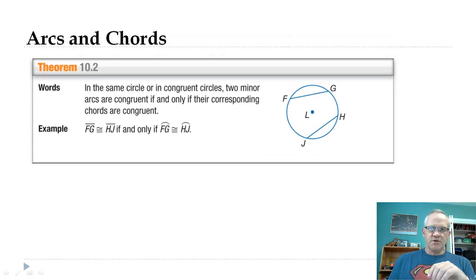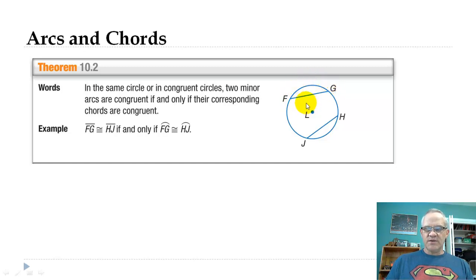All right, so the first thing we need to talk about today is this. In the same circle, or in congruent circles, remember congruent circles have the same radius and the same diameter, the minor arcs are congruent if their corresponding chords are congruent. In this situation, the chord is the line from F to G, and the arc is around the outside of the circle from F to G.